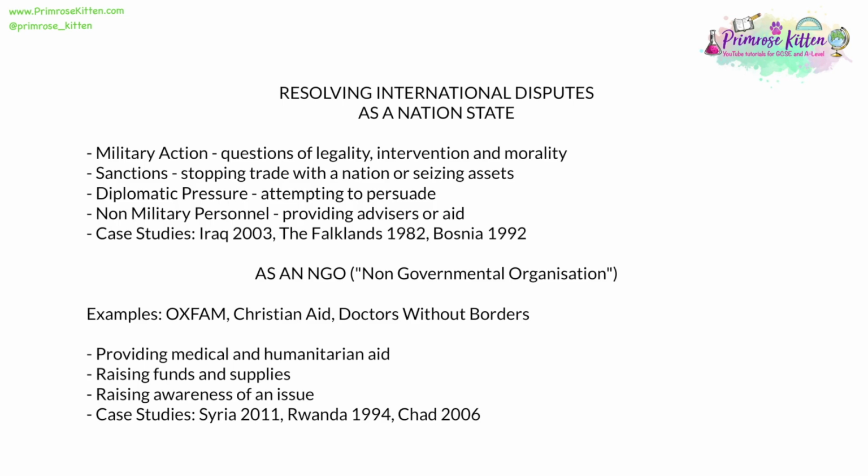There are also ways in which non-governmental organisations, or NGOs, such as Oxfam, Christian Aid, or Doctors Without Borders, can help to resolve disputes. They provide medical and humanitarian aid. They raise funds and supplies, and they raise awareness of an issue or problem. Good case studies include Syria 2011 onwards, Rwanda in 1994, and Chad in 2006.